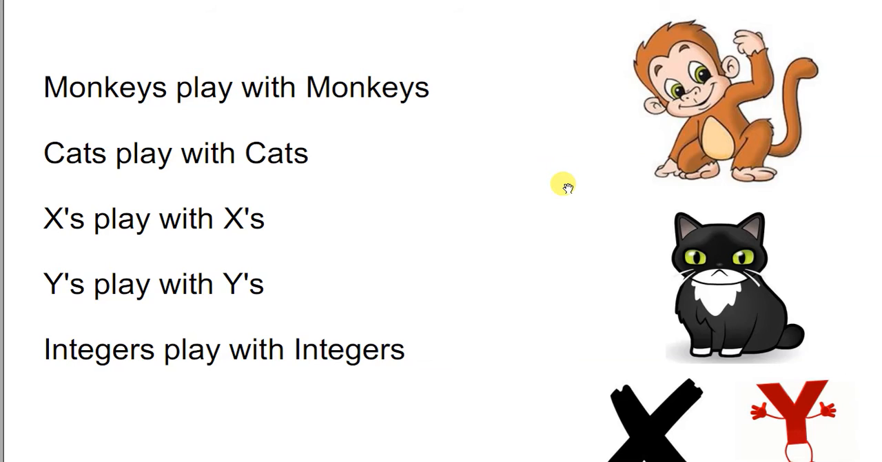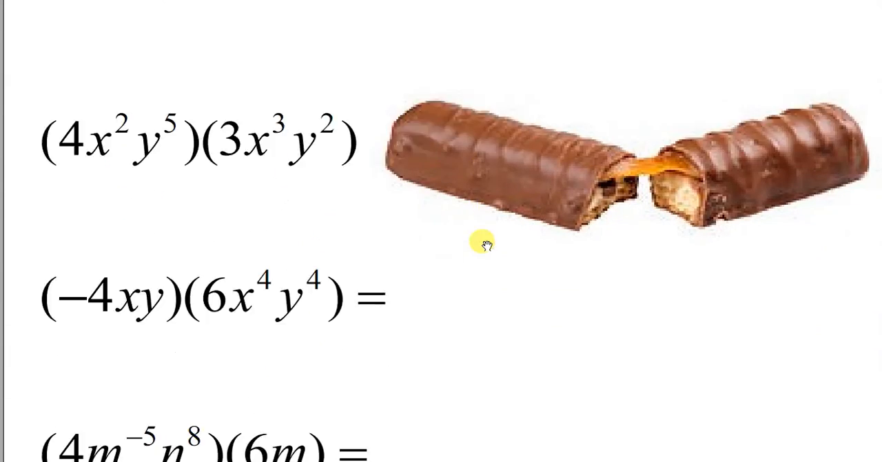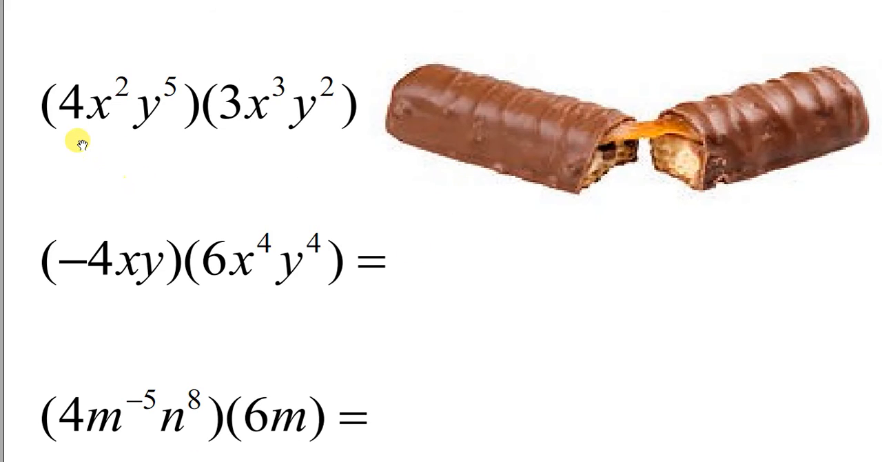Monkeys play with monkeys, cats play with cats, x's play with x's, and y's play with y's. Integers play with integers. What does this mean? Well, it's going to set us up for problems like this. I call these Twix problems because they're actually 3 problems in one. Let's get this into our notes.